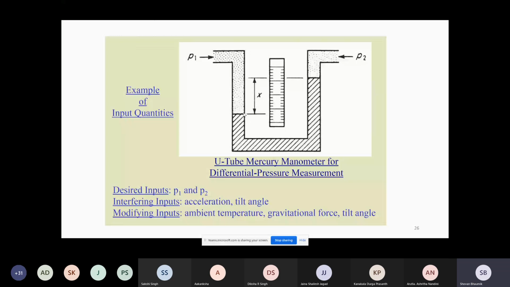So here, where is the desired input? You need to measure the difference in pressure. So P1 and P2 are the two desired inputs. What are the interfering inputs?